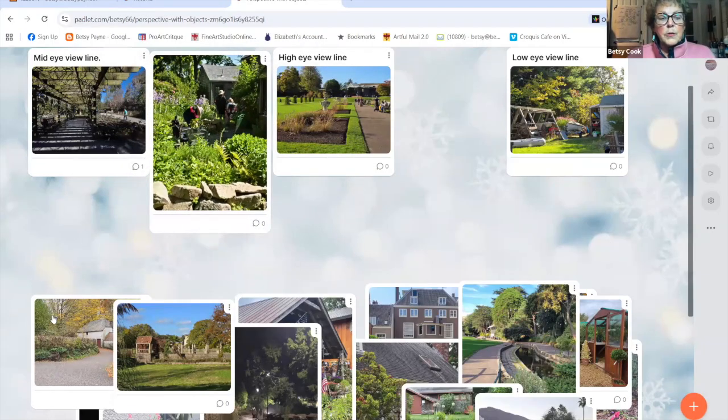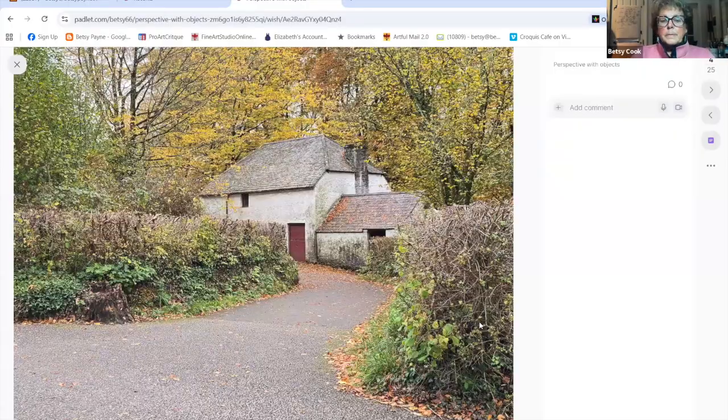Okay, let's look at this one right here. Look at the lines in the buildings. Which direction are they pointing? Down just a little. Pointing down. And so you're below that. So this one goes down ever so slightly. This one goes up ever so slightly.